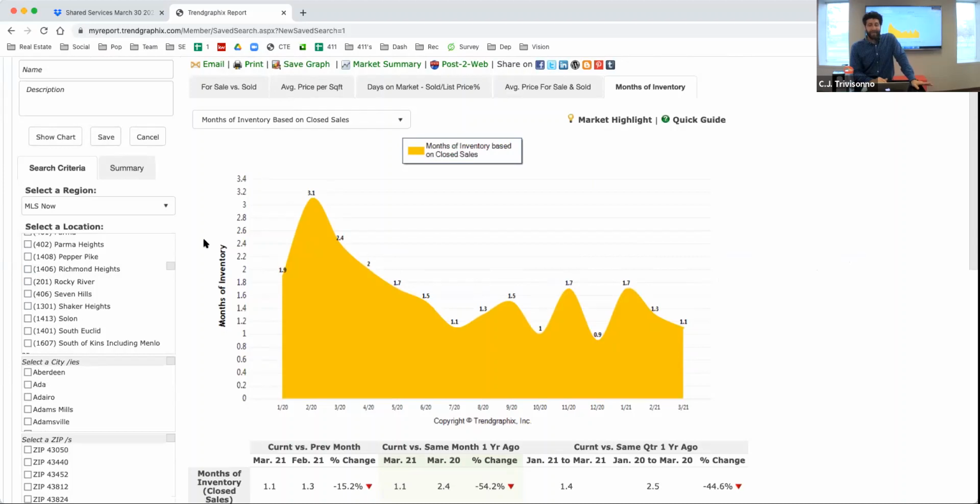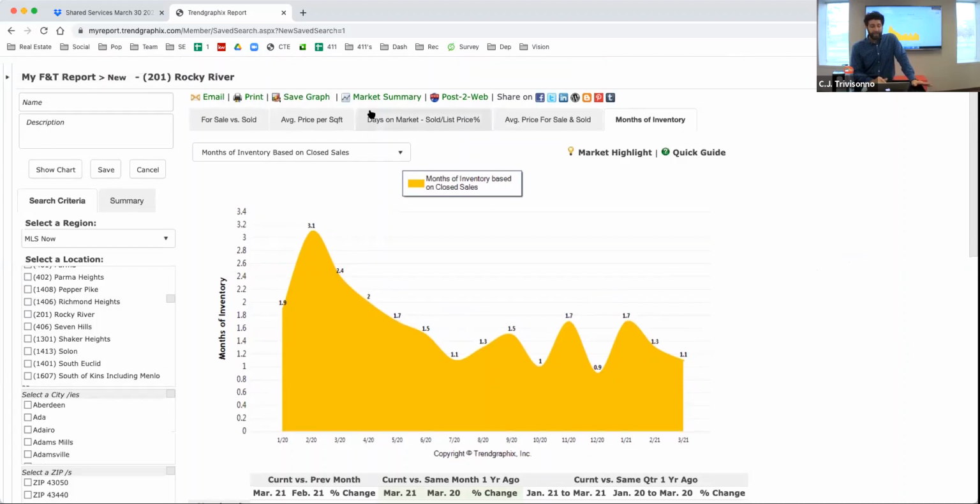So I would encourage you to go in and play with it. You can do the market summary, like how I did it on the whole MLS. Now that I have Rocky River picked in here, I can click market summary and it'll give me that whole summary report on just Rocky River. So if you're going on an appointment, you want to learn real quick about your market. Can you do reports on multiple cities?